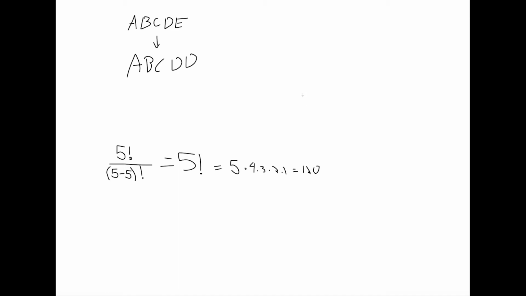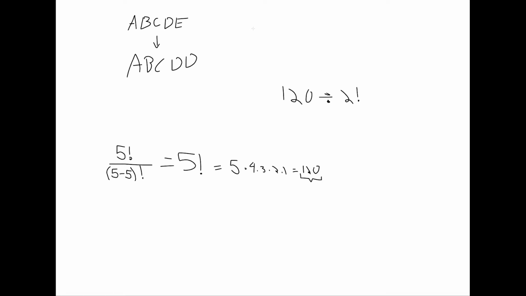Okay? And 120, that's how many permutations are possible when there is no repetition. But what if there is repetition? Well, we can actually divide it by the number of repetitions there are. So we can take 120 and divide it by the number of repetitions there are, factorial. So in this case, 2 factorial.